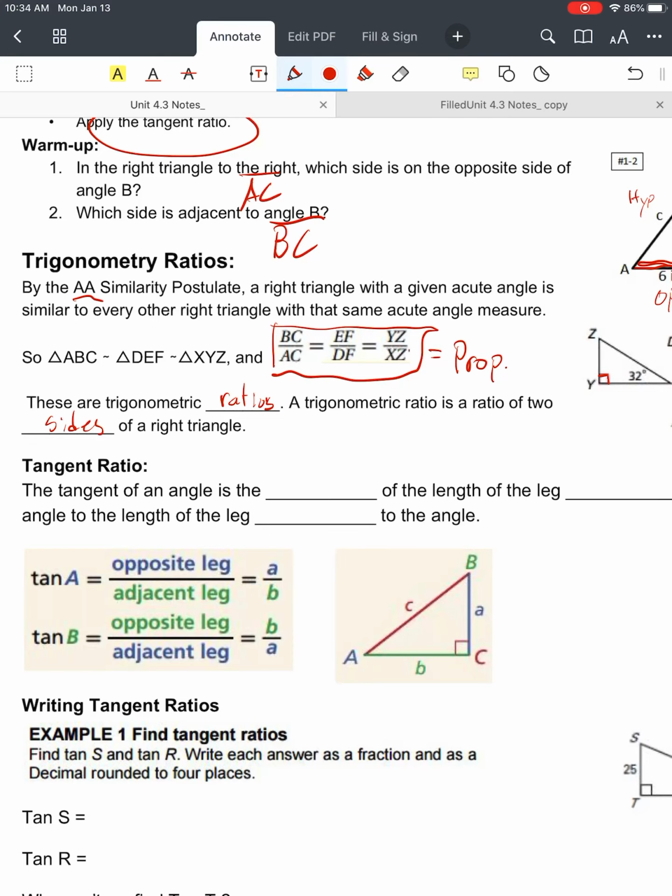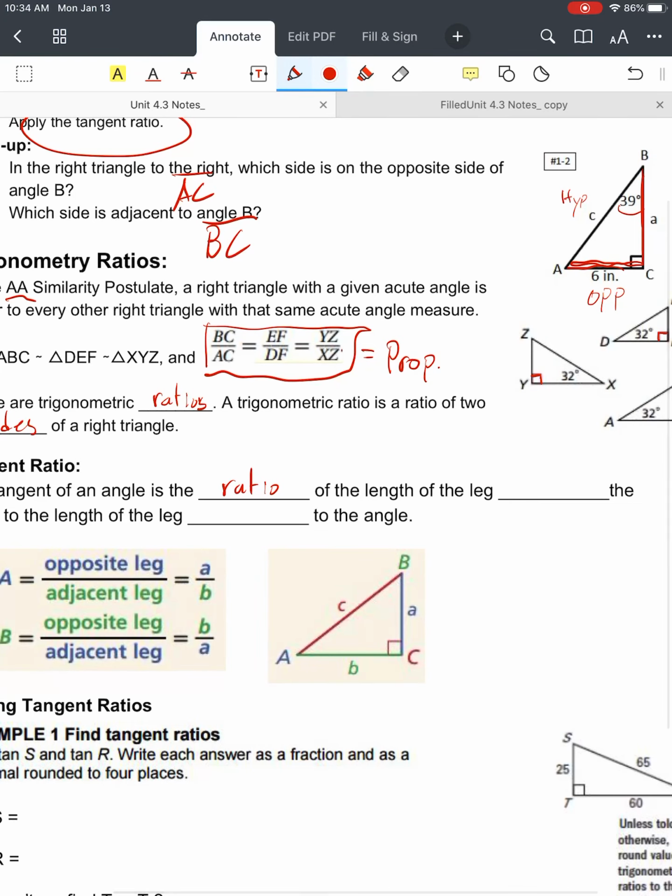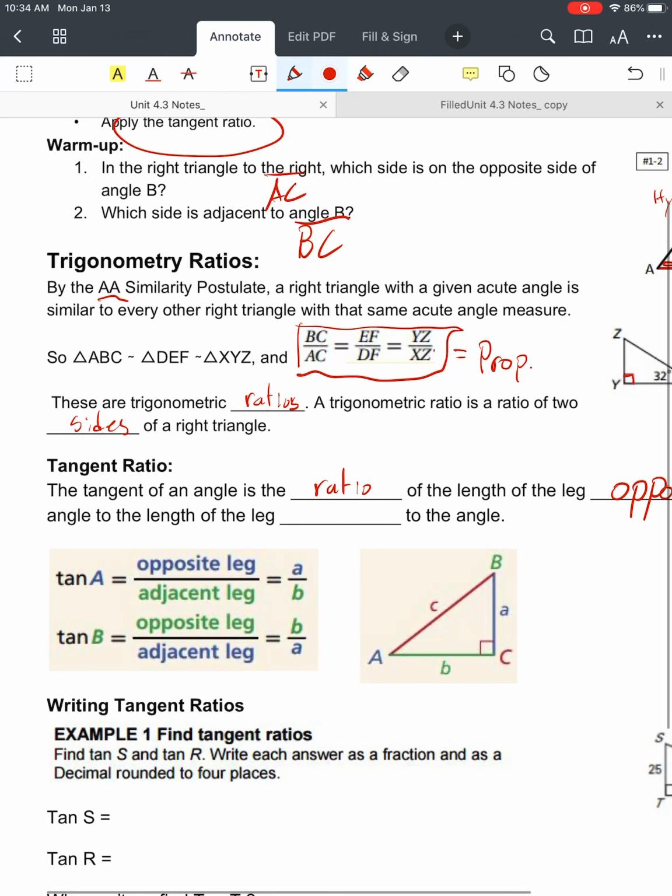The tangent ratio of an angle is the ratio of the length of the leg opposite the angle to the length of the leg adjacent to the angle. So if we take a look at our tan A, here's our angle A over here. The opposite side would be this a, and our adjacent would be this b. So if I put opposite over adjacent, we would get this a over b.